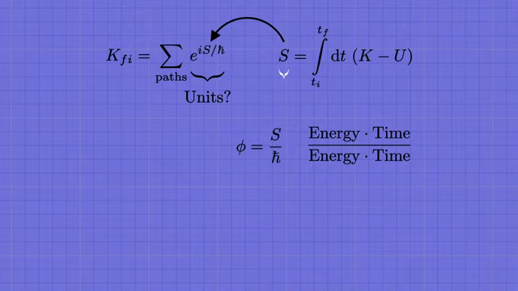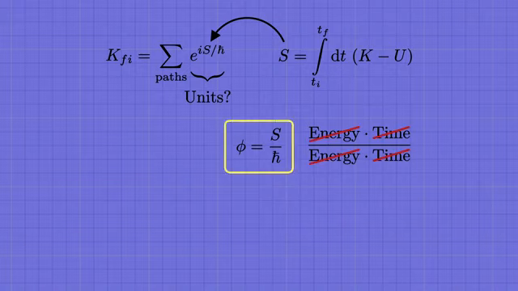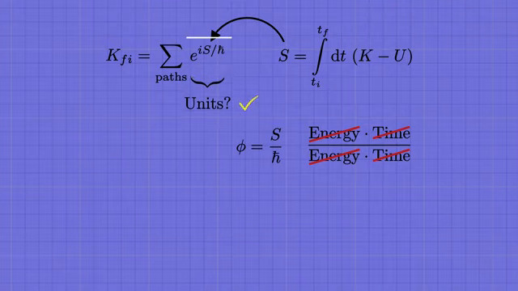And the action S indeed has those units we're looking for. K and U are energies, and they get multiplied by time when we integrate over t. Then the units of S cancel out the units of h bar, and we're left with a dimensionless number for the angle phi, like we needed. So the units at least work out correctly. Otherwise, it wouldn't even make sense to write down this quantity, e to the iS over h bar.